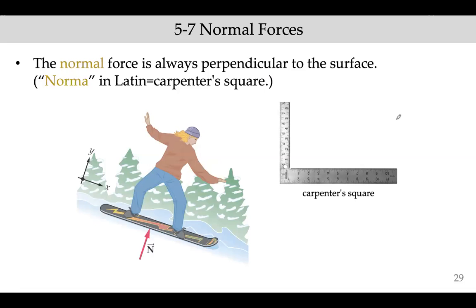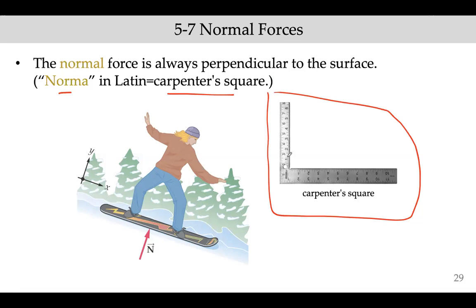So the normal force is always perpendicular to the surface, because "normal" actually means, in Latin, carpenter's square. So this is the carpenter's square. Carpenters use this to get perpendicular corners or other things, or to check if something is perpendicular. So normal means perpendicular, actually, or upright. So if the surface is like this, then the normal force is not up, but in this direction.